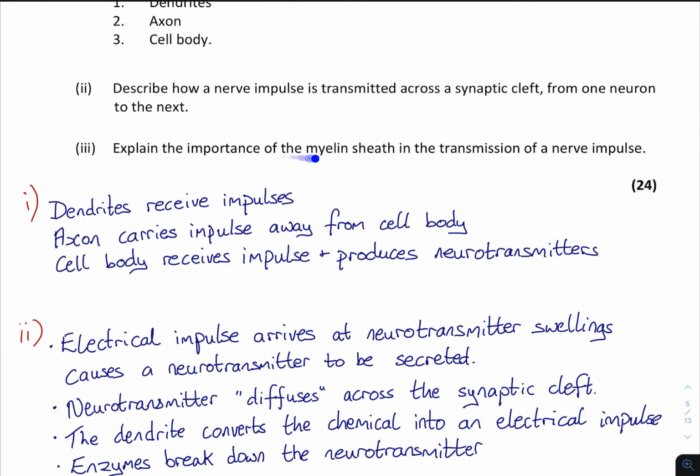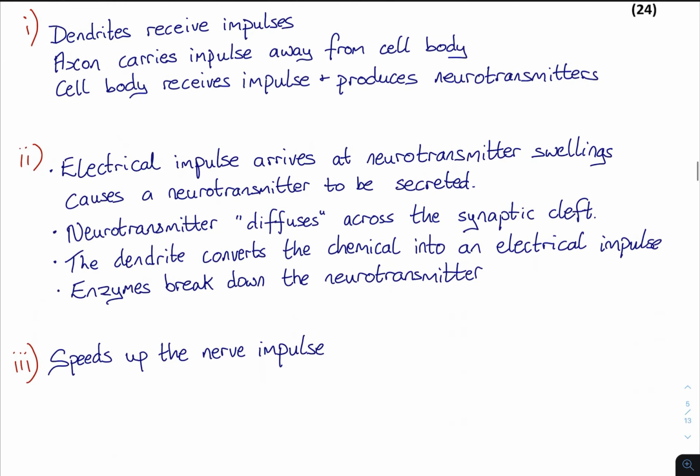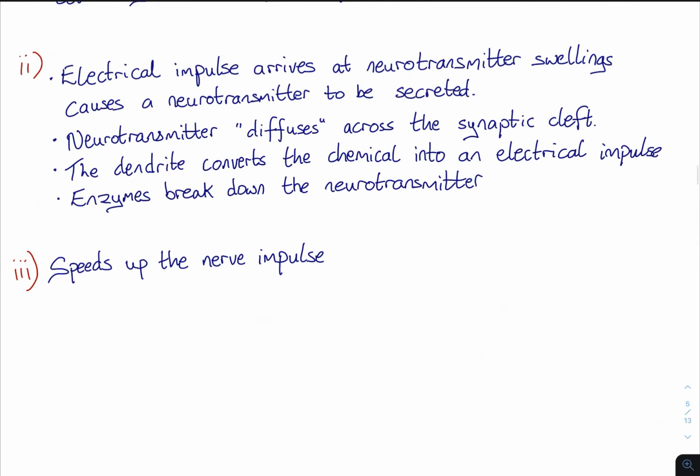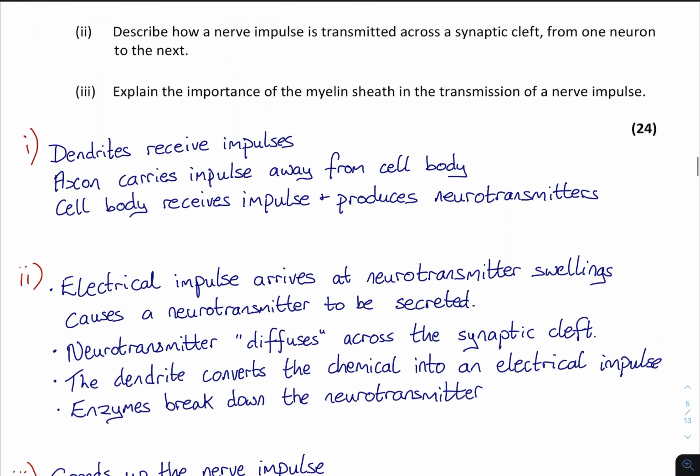Explain the importance of the myelin sheath in the transmission of a nerve impulse. So it insulates, and more correctly, it speeds up the nerve impulse. The reason I say it more correctly is because it's asking about the transmission of a nerve impulse specifically. So I would always say myelin helps speed up the nerve impulse.